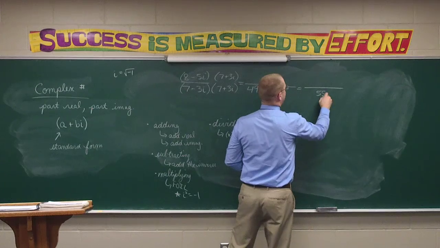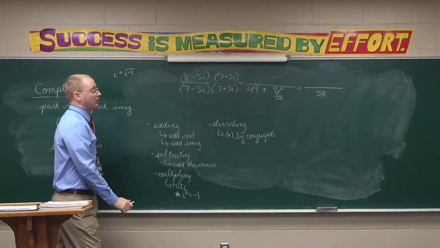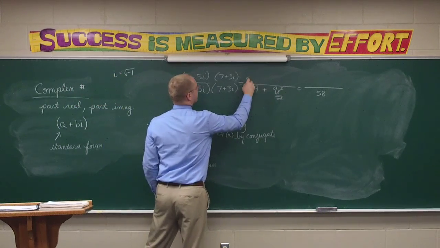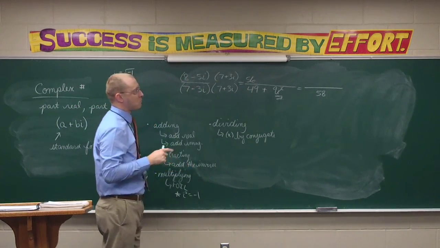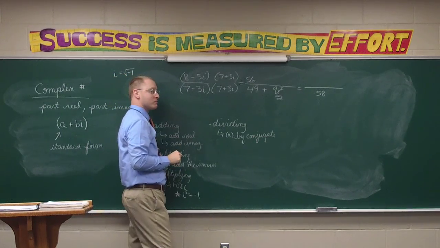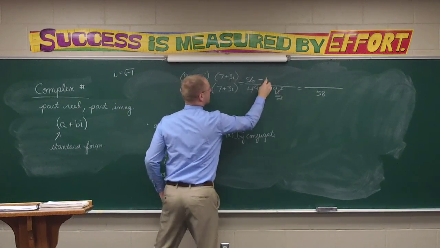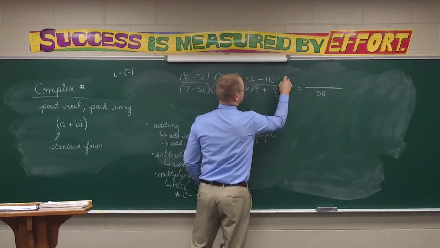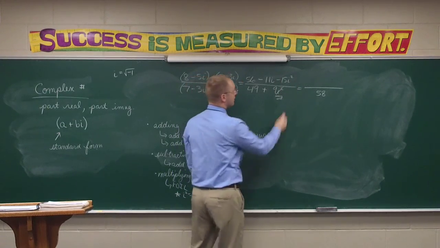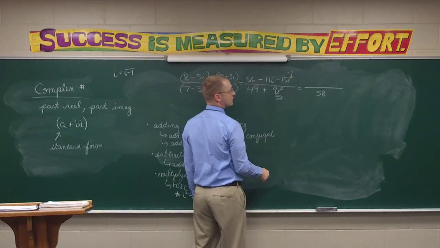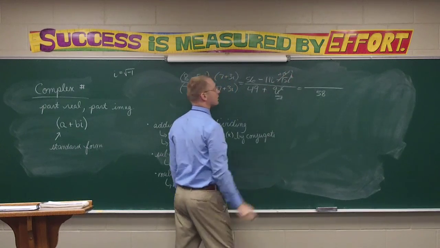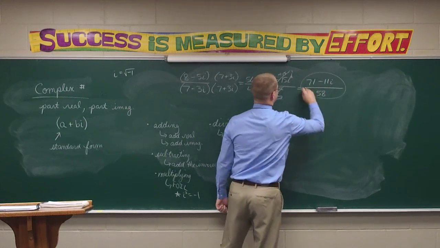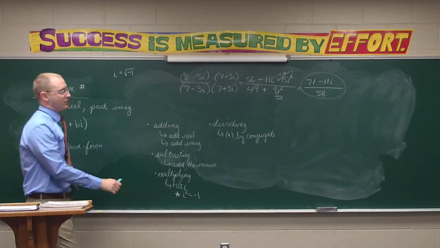In the numerator, Quentin, what do I gotta do? Foil, and when I foil, what do I get? 56, negative 11, negative 15 squared. But i squared is negative 1. So plus 15. That's 71 minus 11i all over 58, or 71/58 minus 11/58 i.